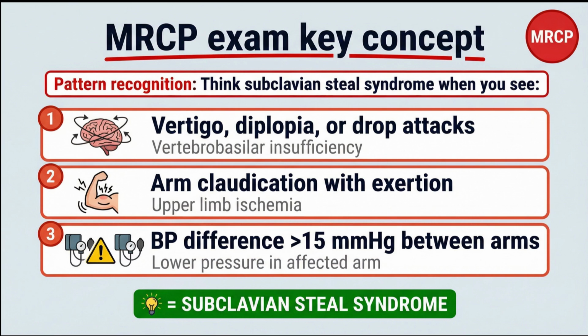MRCP exam key concept. When a patient has vertigo, diplopia, or drop attacks, arm claudication with exertion, and a systolic blood pressure difference between the arms greater than 15 millimeters of mercury, think immediately of subclavian steal syndrome.